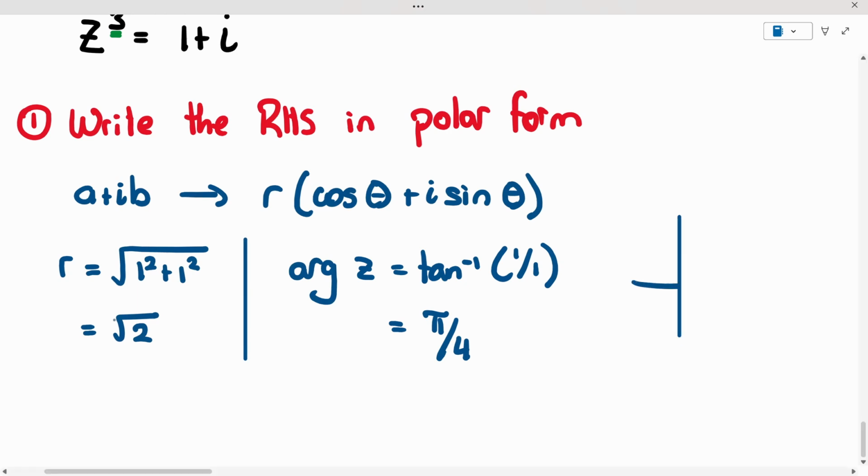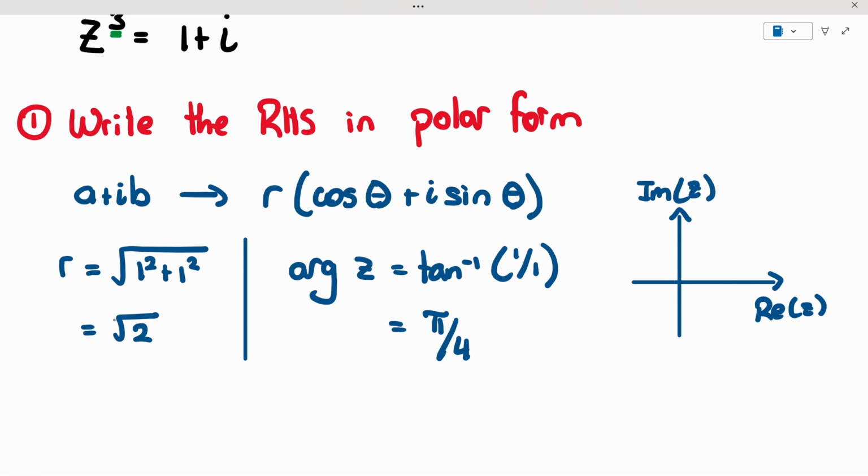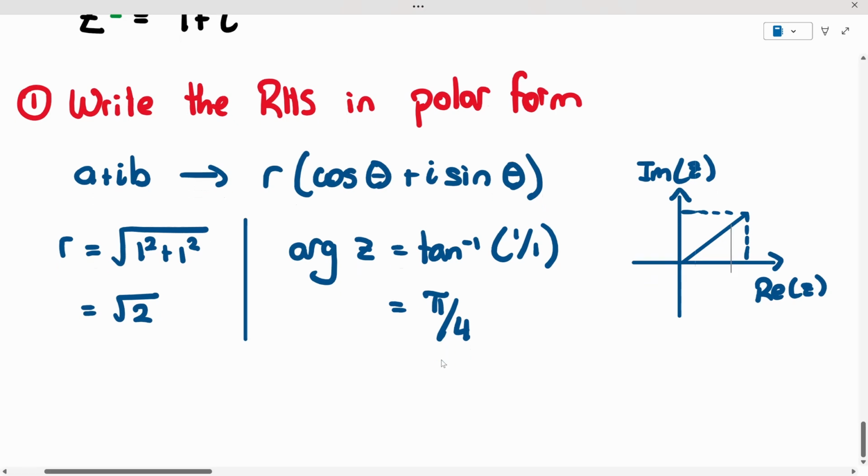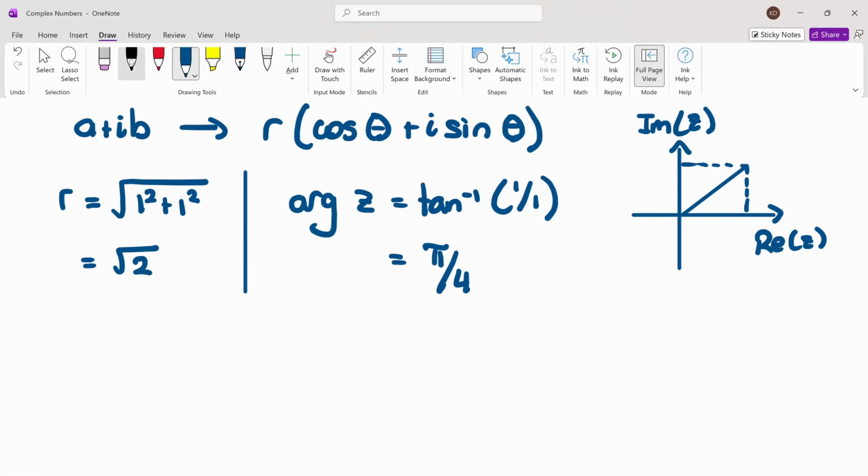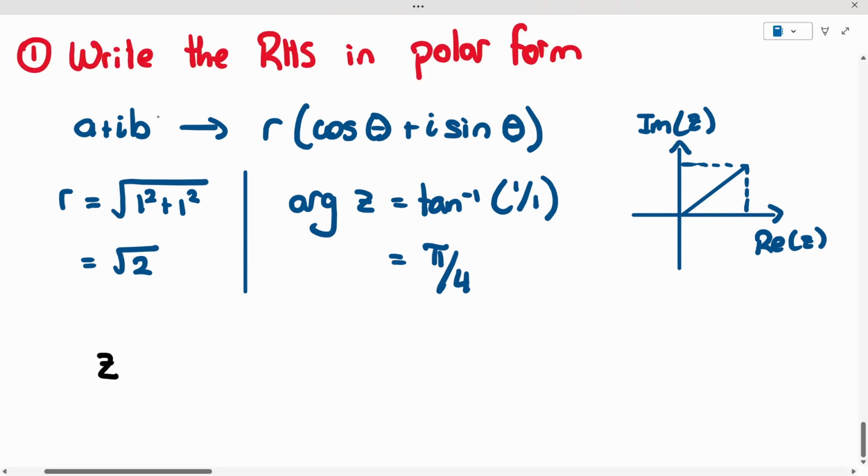Because if we look at a quick Argand diagram here, we have our real axis and our imaginary axis. This goes 1 unit on the real and 1 unit on the imaginary, right? This is 1 plus 1i. So we have our r, we have our theta. So we could write z cubed is hence equal to, instead of 1 plus i, root 2 cos pi on 4 plus i sine pi on 4.